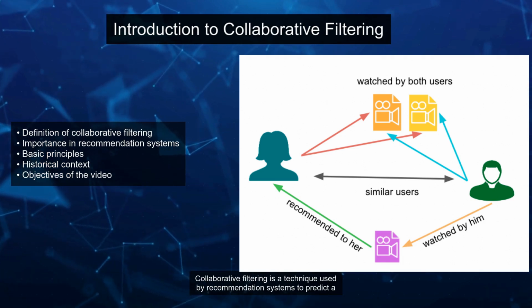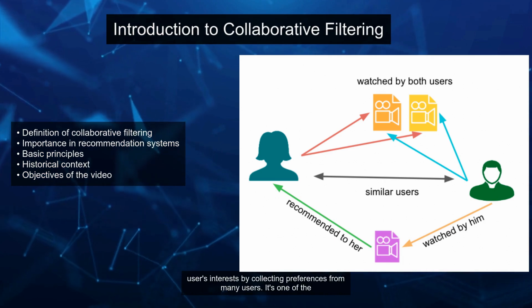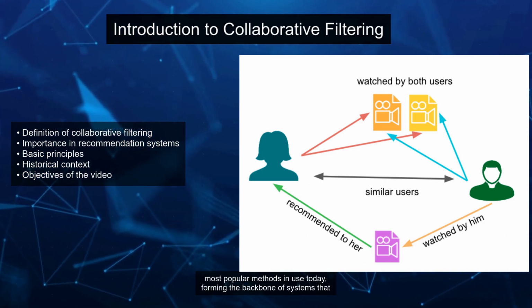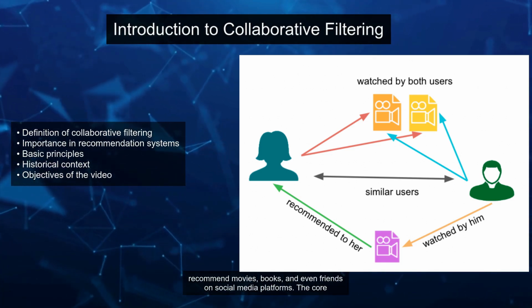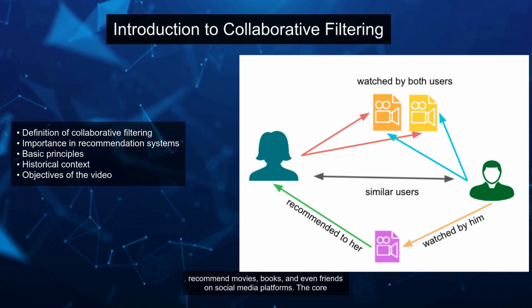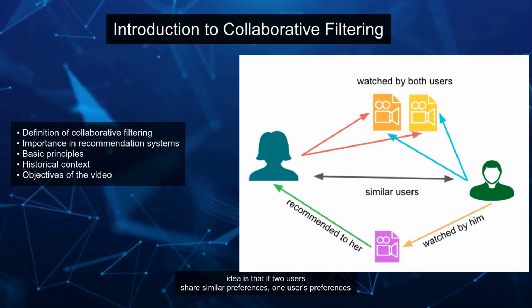Collaborative filtering is a technique used by recommendation systems to predict a user's interests by collecting preferences from many users. It's one of the most popular methods in use today, forming the backbone of systems that recommend movies, books, and even friends on social media platforms. The core idea is that if two users share similar preferences, one user's preferences can be used to predict the others'.